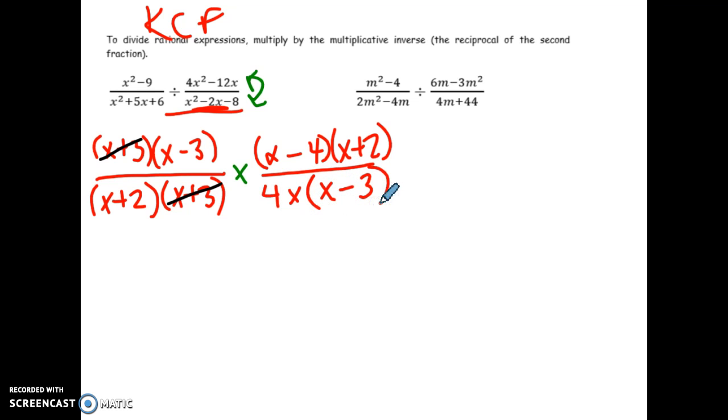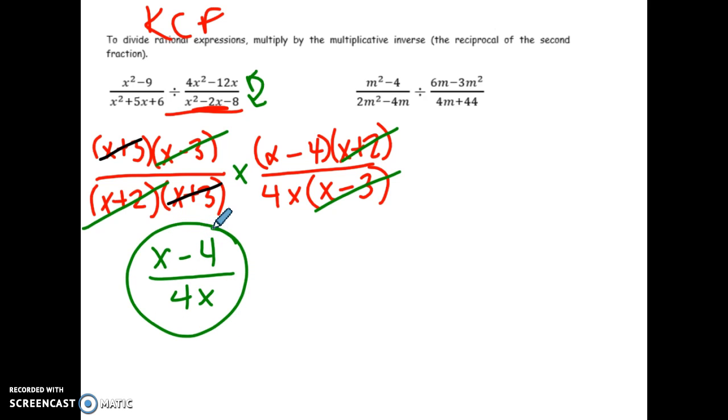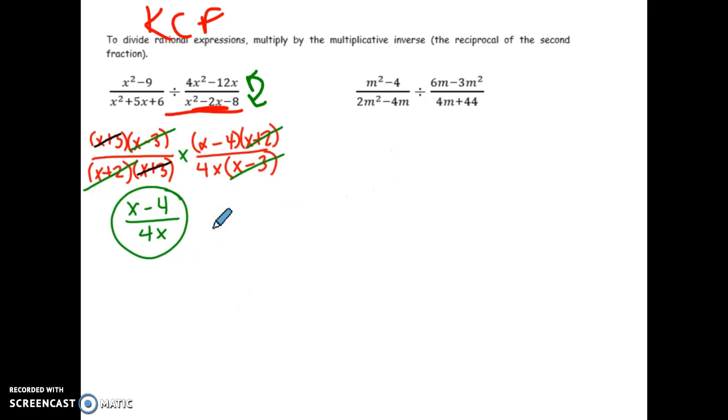Okay, so what can I cancel? This cancels here. This cancels here. And I'm left with x minus 4 over 4x. Perfect. Next, one thing I want you to remember is that with x minus 4 and 4x, you can't reduce anything, because on the top it only has the x in one location and not in both. If x was in both, then we could take an x out of everything, but we can't currently.